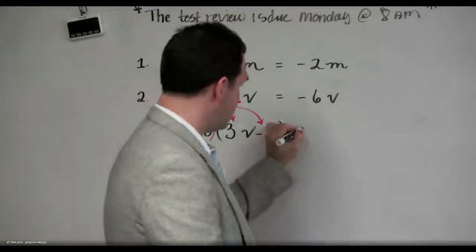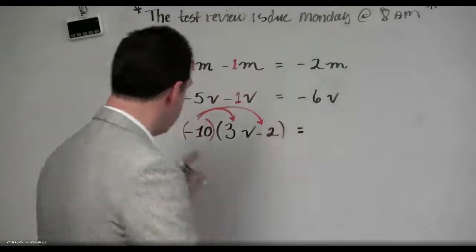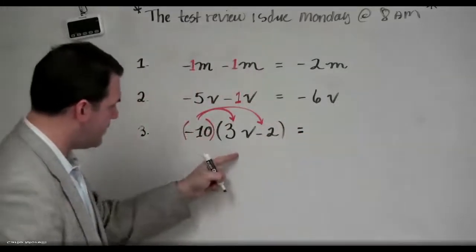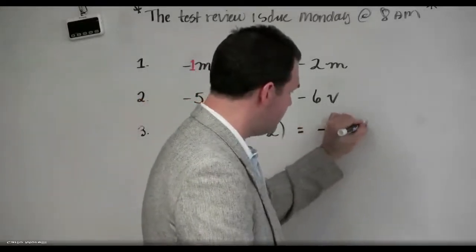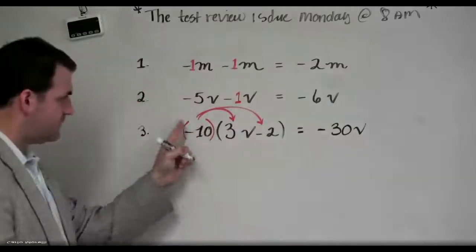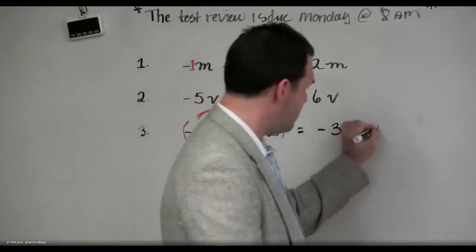So I think we can still keep this on one line. Negative 10 times 3v is negative 30v. Negative 10 times negative 2 is positive 20.